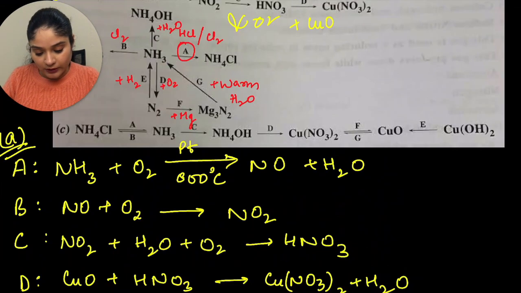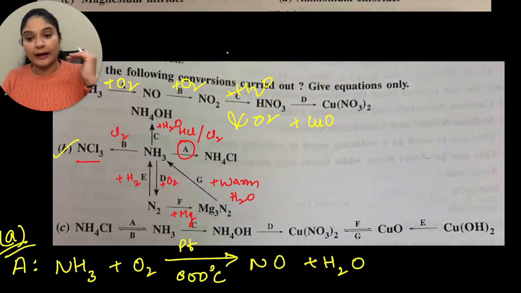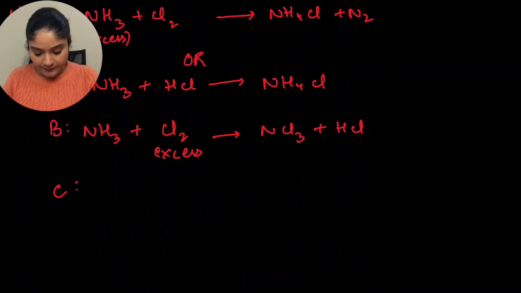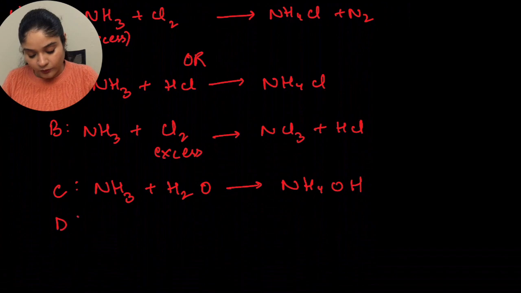Let's move to C. So C is that you have ammonia and you're trying to reach ammonium hydroxide. So you just have to add water to it. So let's do that. Ammonia plus water will give you NH4OH. Then let's move to D.